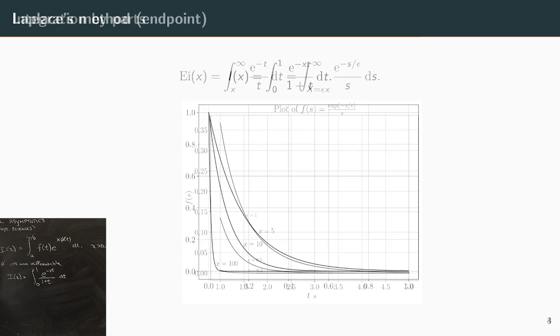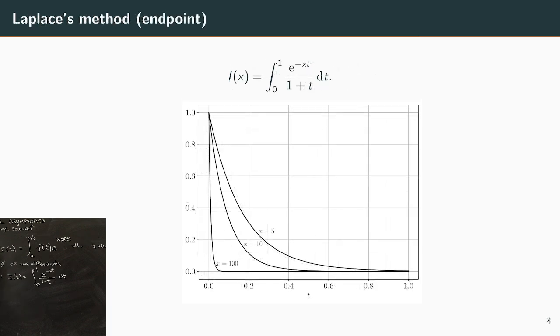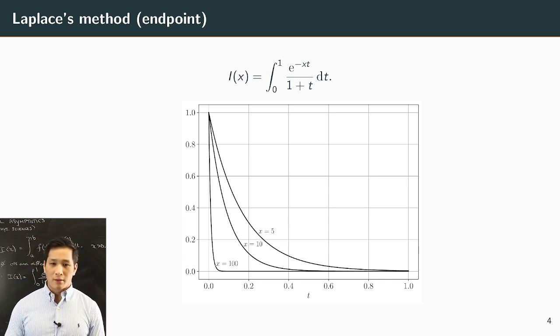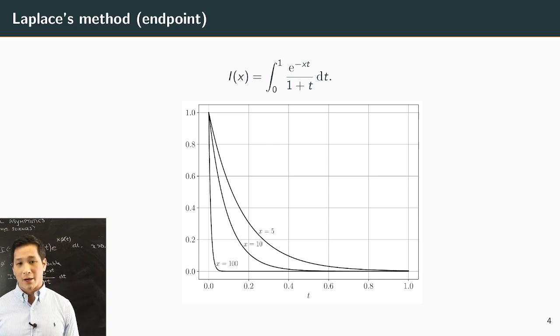So this is the last function. This is the next one. Okay, here we go. So this is the integral that I just presented you with. And this is the behavior of the integrand. So we're plotting the integrand as a function of t. It goes from 0 to 1. And the curves that you see is when little x is 5, 10, and 100.